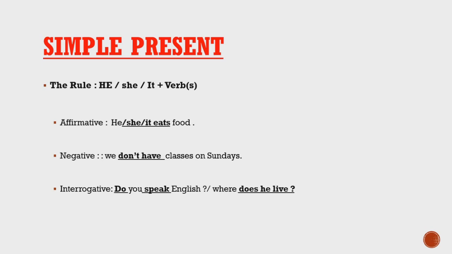Let's start with the first one. Here you have an example. He eats food. She eats food, or it eats food. So as you can see, the subject plus verb plus S, and then the rest of the sentence.